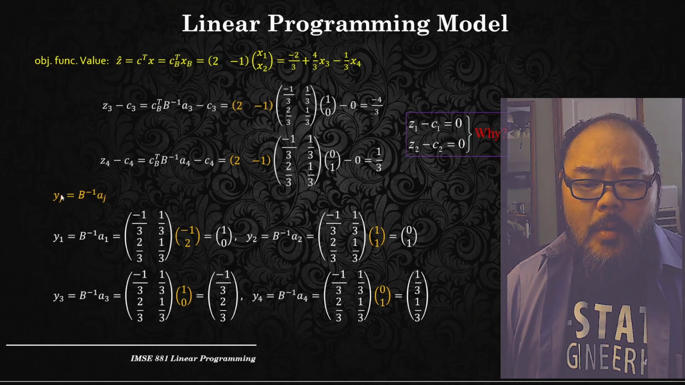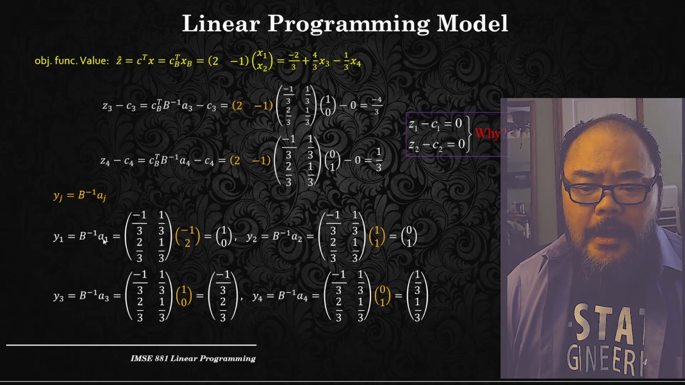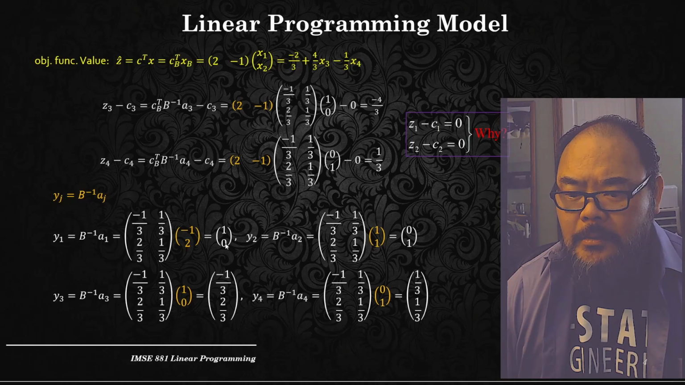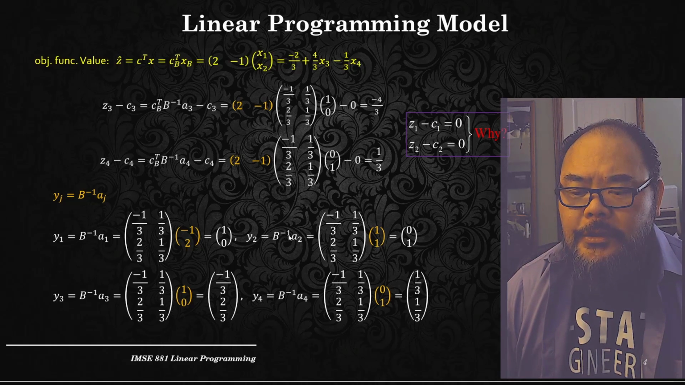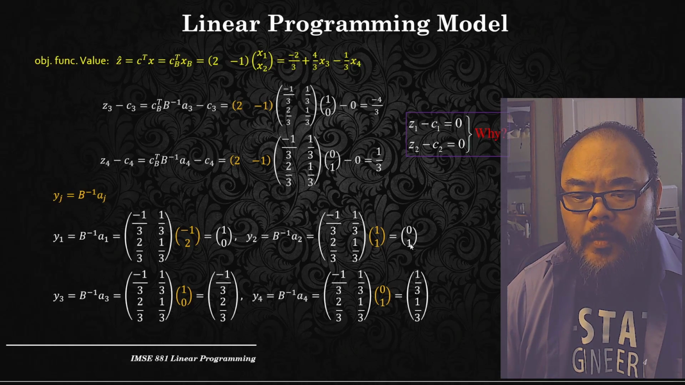Like I said, yj equals B inverse times aj, which is this part right here. So y1 equals B inverse times a1. You can see that B inverse times a1, which is negative 1 and 2, comes up with the identity column 1, 0. y2 also is a basic column. y2 equals B inverse times a2. So B inverse times a2, which is 1, 1, equals 0, 1.